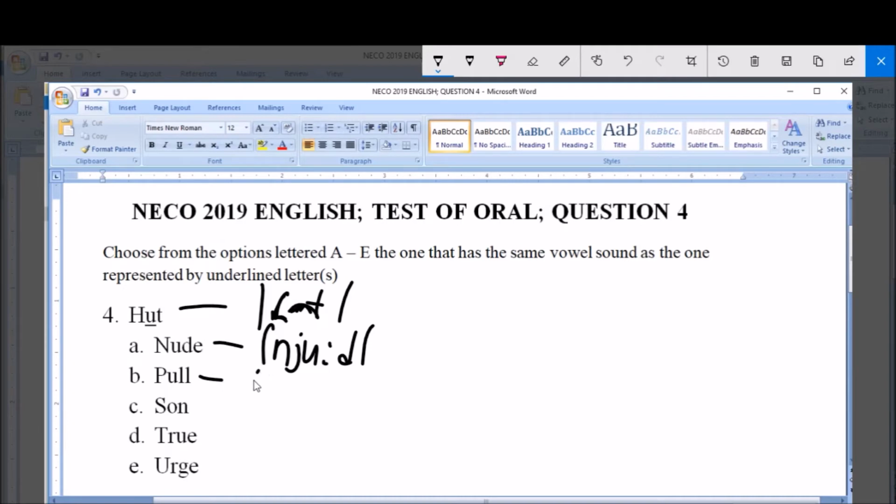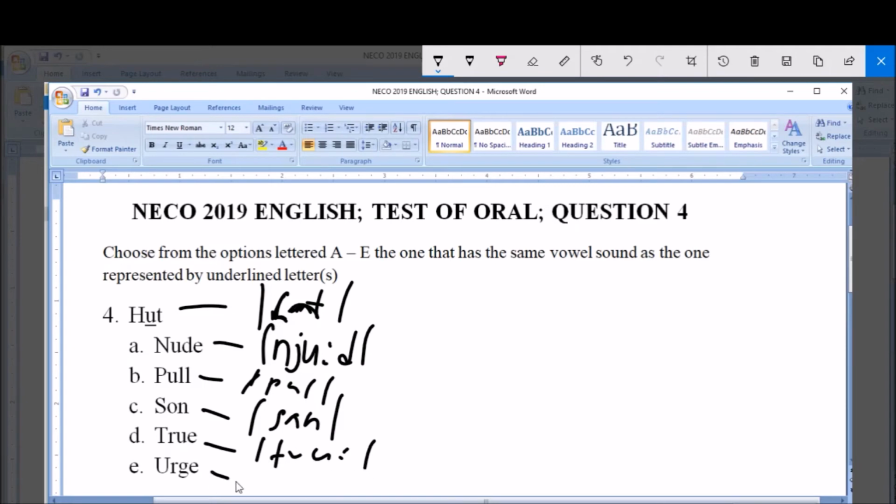Pool is transcribed as this. The option C, song, is transcribed as this. So if you notice very well, you know that we have the same sound in the word song. The option D, true. True is transcribed as this, so it cannot be.